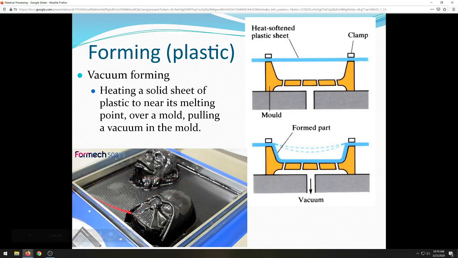So again, the clamp frame right here, and sometimes the whole frame moves down. So this is one where your mold sticks up really high, but in this case, this aluminum frame right here would actually be moved down onto the part, and then the vacuum would be pulled to pull the plastic down.